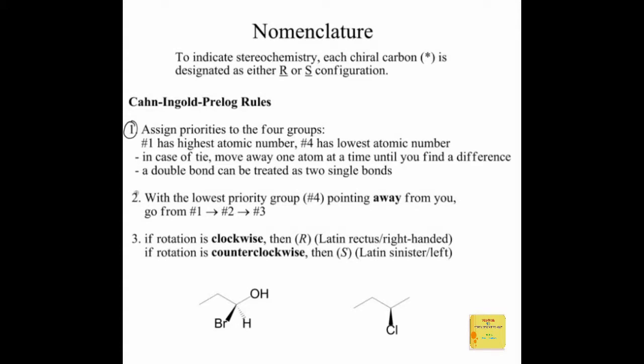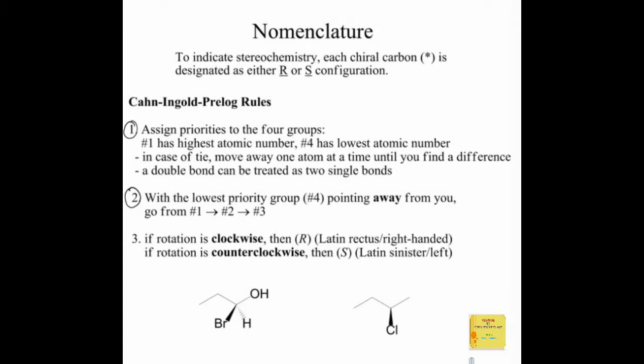We are now going to view this chiral carbon with a very specific point of view. We're going to take the number 4 group. Let's say this yellow is our lowest priority. We're going to hold the molecule, or view the molecule, in such a way that the lowest priority group is pointing away from us. So it's a dashed bond. And when it's pointing away from us, we're going to move from group number 1 to 2 to 3.